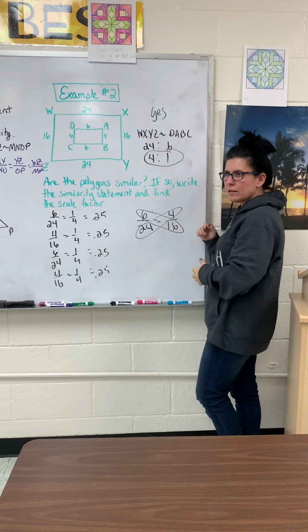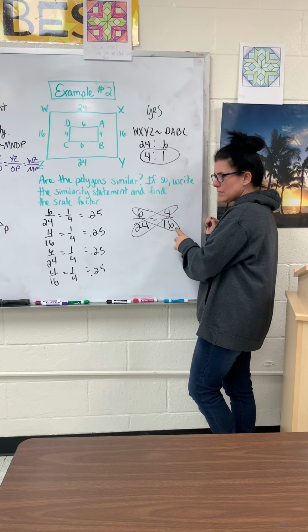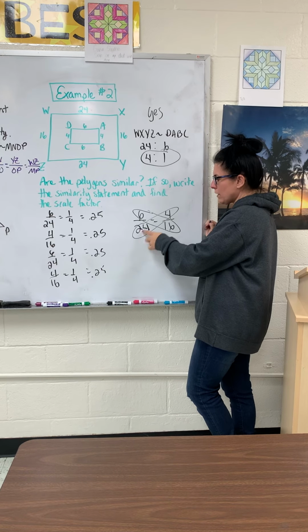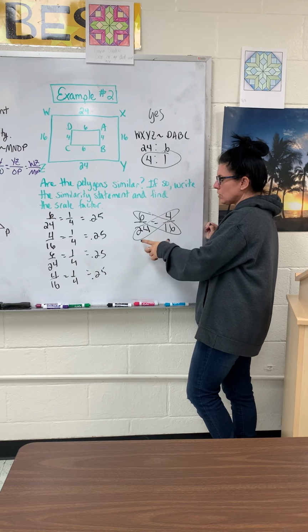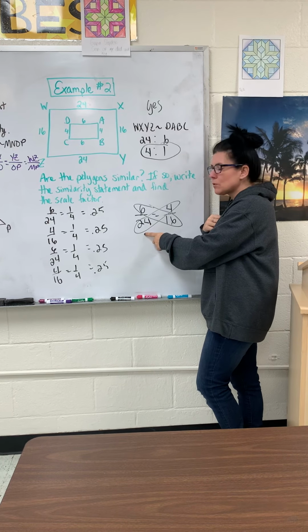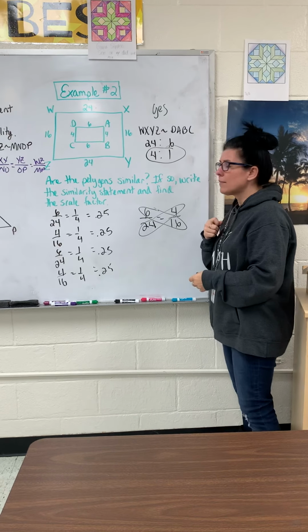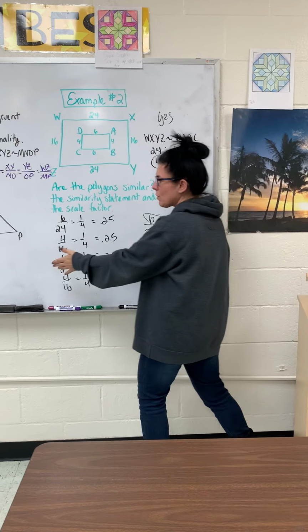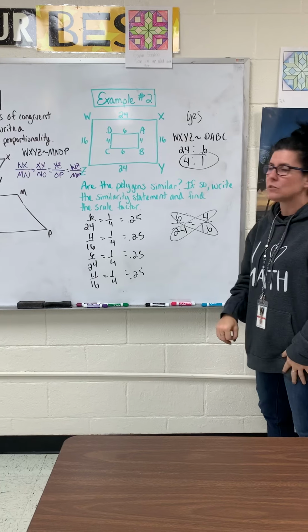These cross products are the same. 6 times 16 is the same as 24 times 4. Because the cross products are the same, I can say yes, they are similar. If the cross products are different, that means that they are not similar. So that's 3 different ways to show you that yes, the polygons are similar.